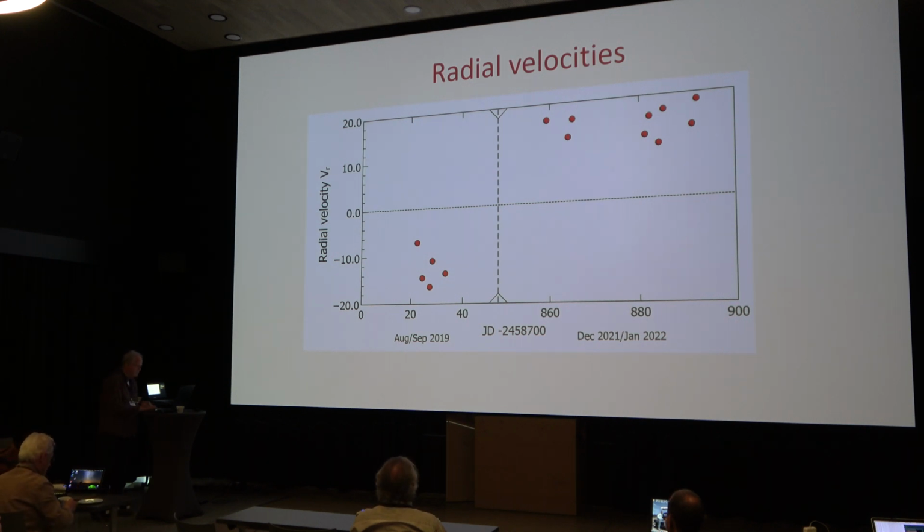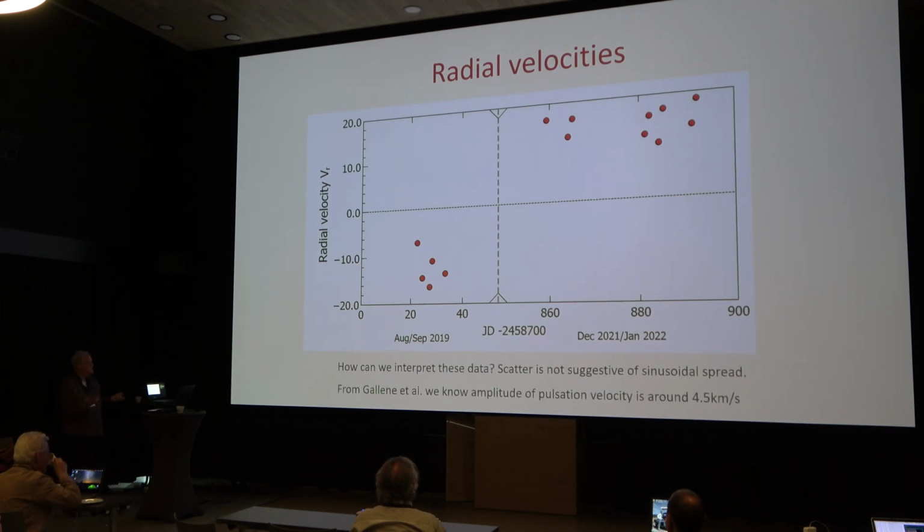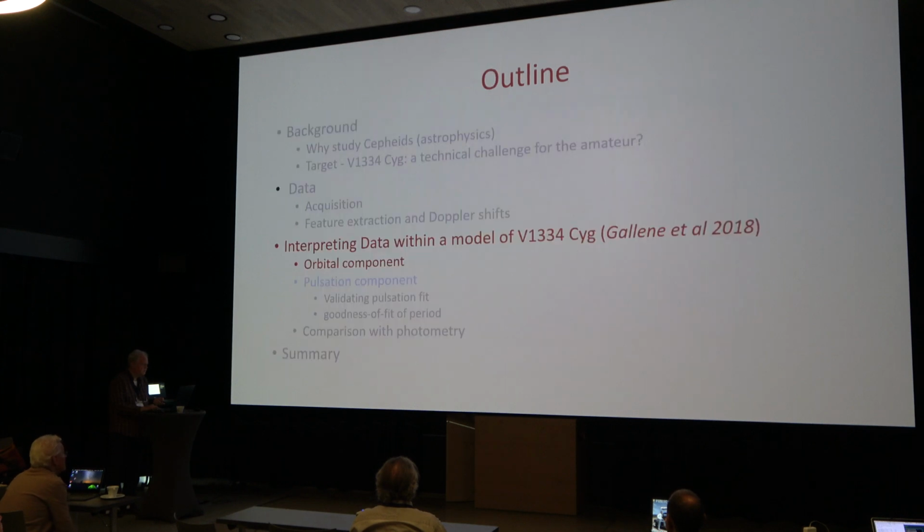So that's great, but how can we interpret these data? Okay, look at the scatter, it's fairly clumped around those 2 values there, plus or minus 10, and it doesn't indicate a sinusoidal curve in any sort of way. And we know from the published work that the amplitude of the pulsation velocity should be around 4.5 kilometers per second. This is nowhere near that. Okay? So what's going on?